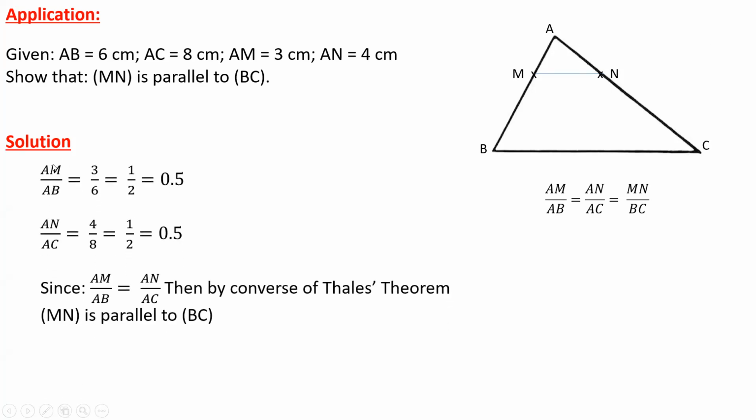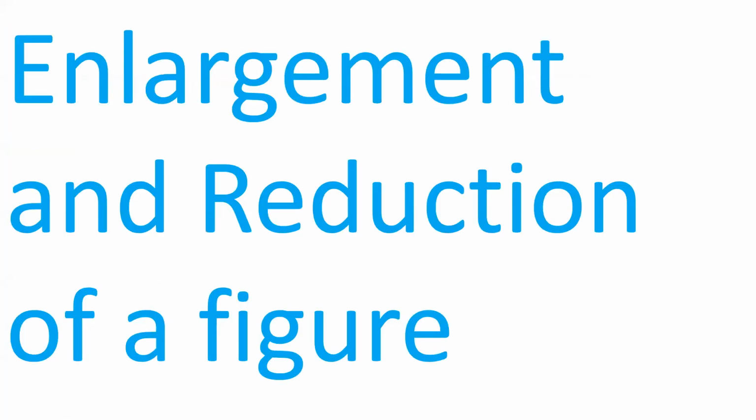So I calculated AM over AB, it's 1 over 2, which is 0.5. AN over AC, it's also 1 over 2, 0.5. Then I say, since these two ratios are equal, using the converse of Thales theorem, line MN is parallel to line BC.